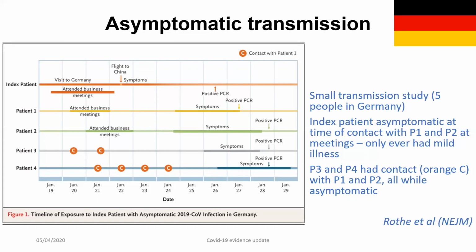They later returned to China, and when they returned to China, developed some symptoms. These were mild symptoms, and later had a positive PCR test for coronavirus. The index patient was asymptomatic at time of contact with patient 1 and patient 2. But both patient 1 and patient 2 later went on to develop symptoms, and then both had positive PCR tests. Similarly, patients 3 and 4 did not have any contact with the index patient, but did have contact with patients 1 and 2 while they were asymptomatic, which is shown by the orange circles with the C in the center, both of whom went on to develop symptoms and later have positive PCR tests.